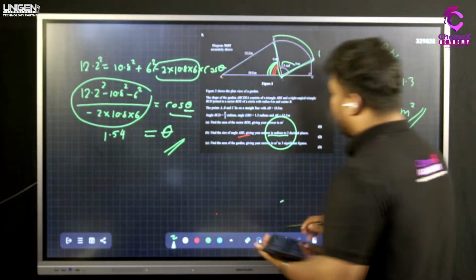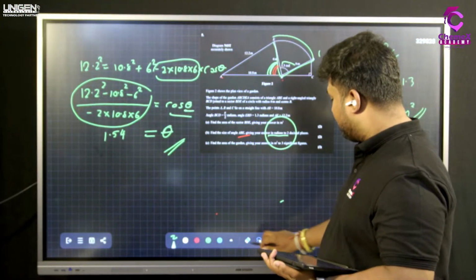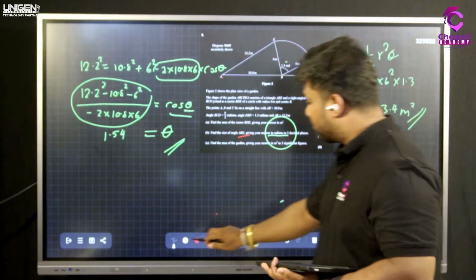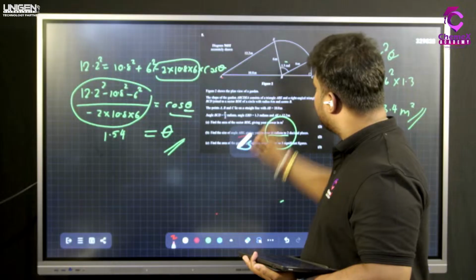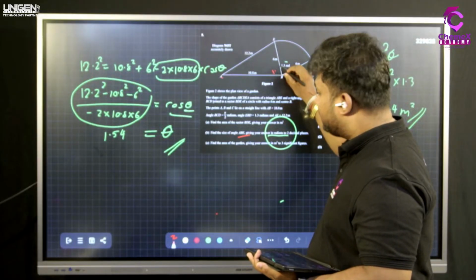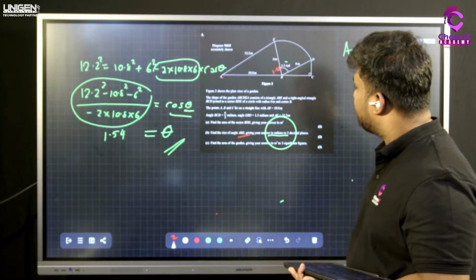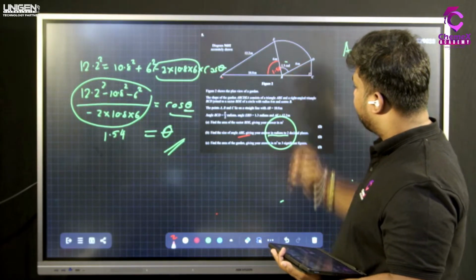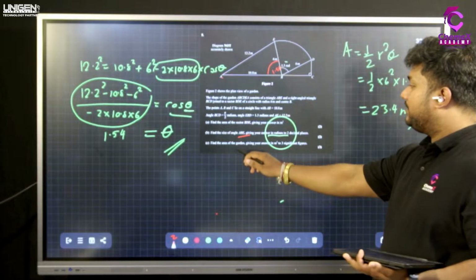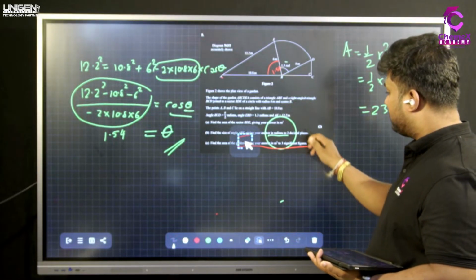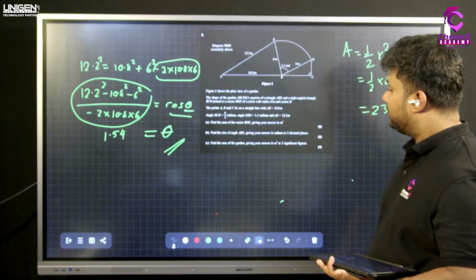Alright, so let's go into the next one. I'll just erase this and write what we found, the data we actually got. This one was 1.54. Okay. Now find the area of the garden giving your answer to three significant figures. So how do you do?